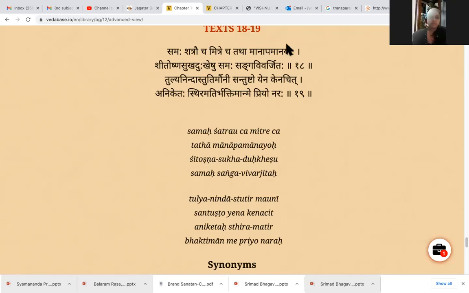Okay. Would all the devotees like to take turns trying to recite this? Yes, Shruti, can I try? Yes, Mataji, of course. Yes, please go ahead. Sama-shatru cha mitre cha. Tata manapamanayo. Shitoshna sukha-dukkeshu. Samasangha-vivarjitah. Very nice. Very good. Thank you, Shruti.